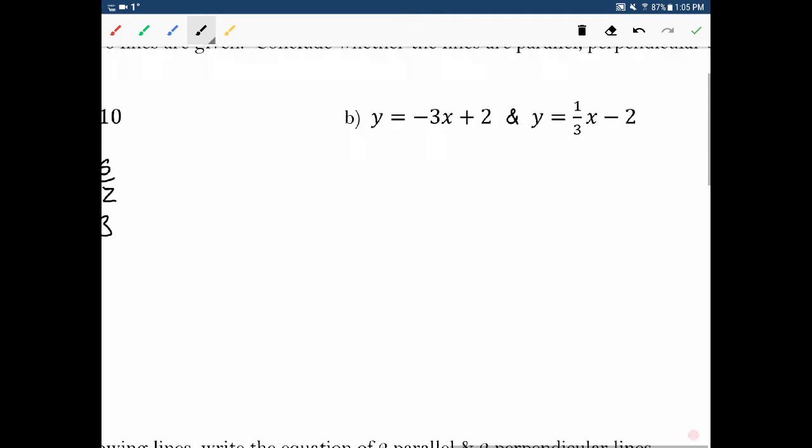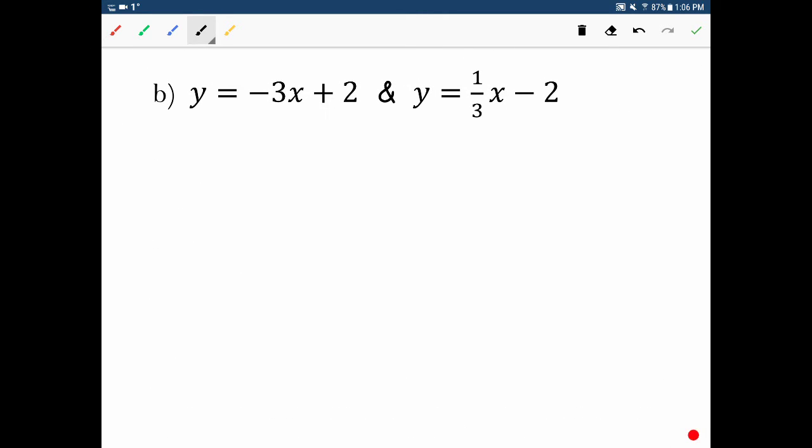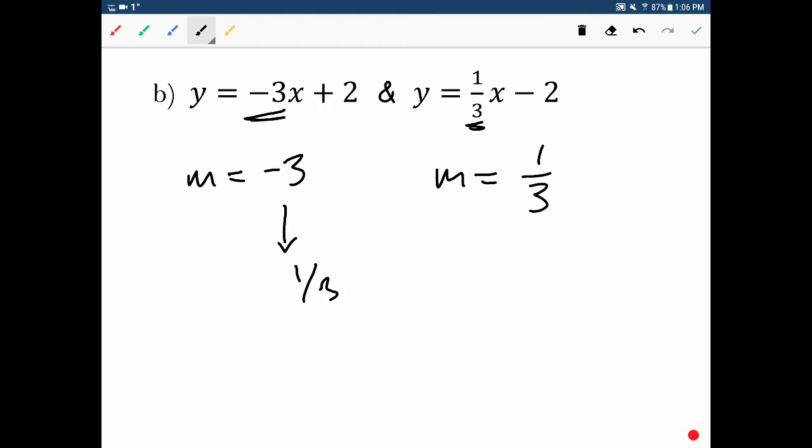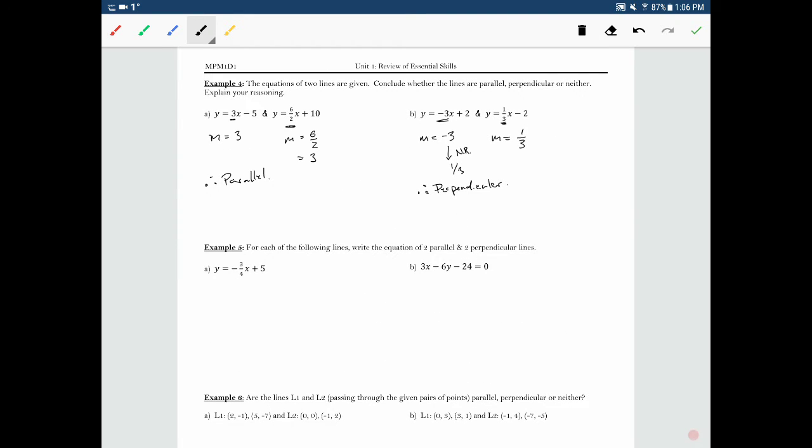All right. This guy over here, our slope of our first one, again, it's just whatever's in front of the x, so it's -3. Whatever's in front of the x on this one, so it's going to be 1/3. And the negative reciprocal of -3 is positive 1/3, okay? So we know that these are perpendicular. All right, there we go.